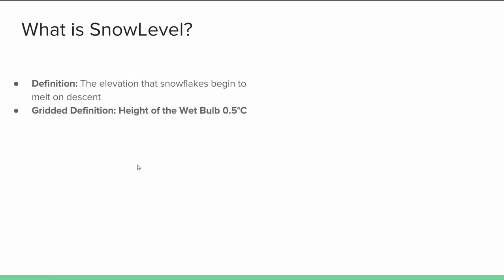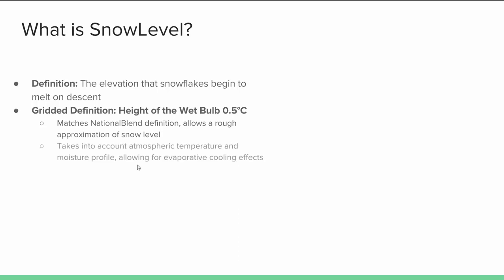So what is snow level? The definition is that it's the elevation that snowflakes begin to melt on descent. Meanwhile, here for the gridded definition, it is simply the height of the wet bulb 0.5 degrees Celsius. Not wet bulb 0, wet bulb 0.5 degrees Celsius. This matches the National Blend of Models definition and allows a rough approximation of snow level. This takes into account atmospheric temperature and the moisture profile, allowing for evaporative cooling effects.